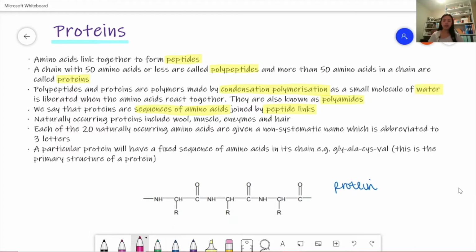What we have here, this CONH, is what we've learned as an amide link when we've looked at condensation polymerization. But in this specific case, where we're looking at proteins, we call this the peptide link. So the peptide link and the amide link is actually the same thing. It's just this C double bond O and then NH group. And this is what joins together all of the amino acids.